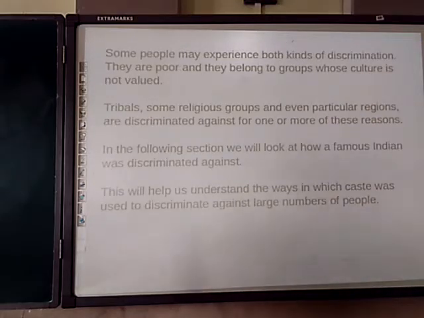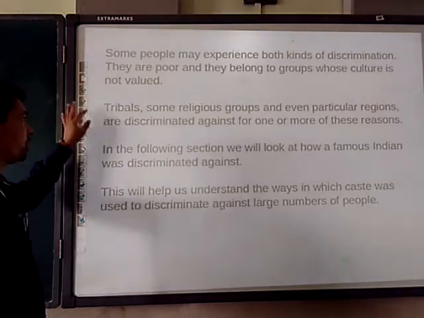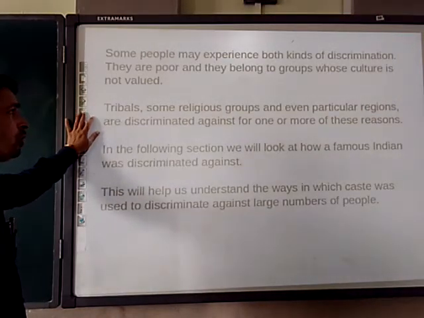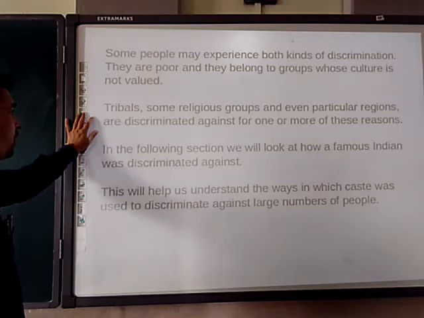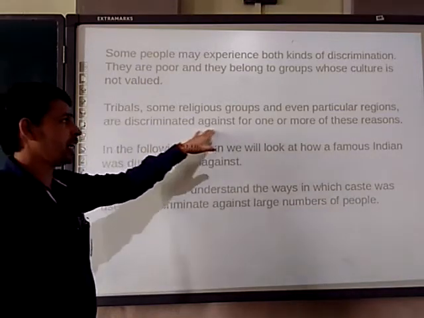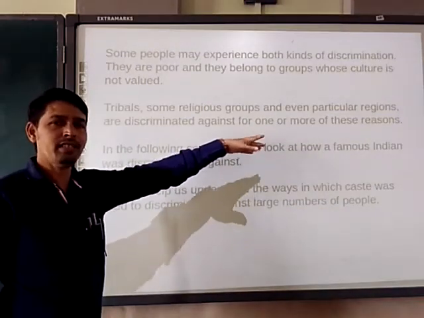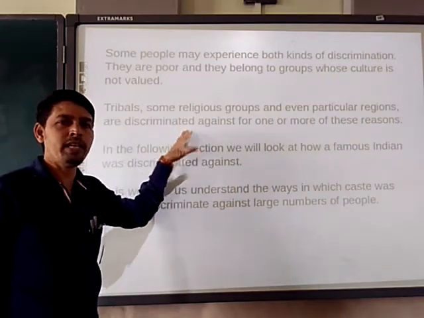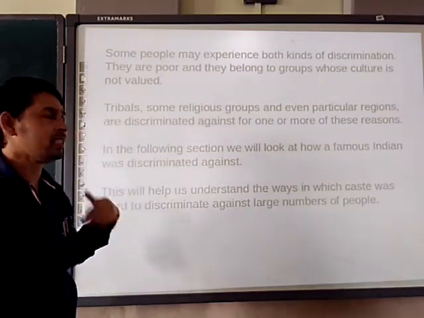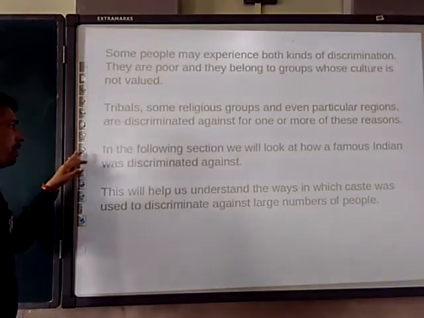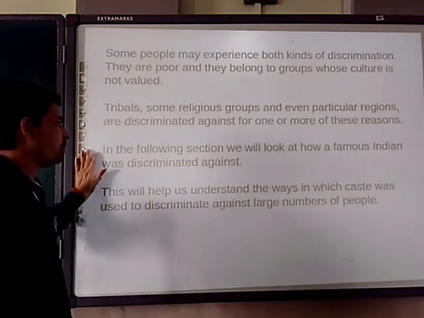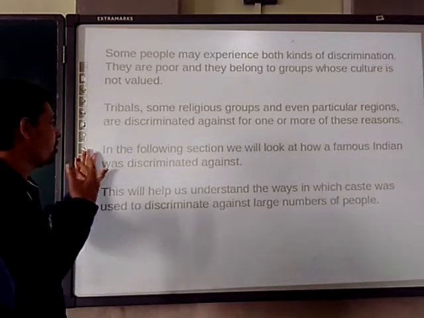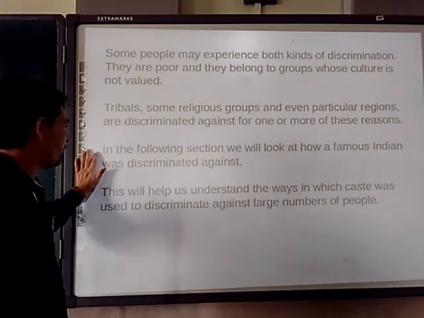Next, some people may experience both kinds of discrimination. They are poor and they belong to groups whose culture is not valued. Tribal and some religious groups, and even particular regions, are discriminated against for one or more of these reasons. So by reading it simply, you can understand how people discriminate against those who do not belong to their same region, religion, caste, language, or who do not adopt the same culture.